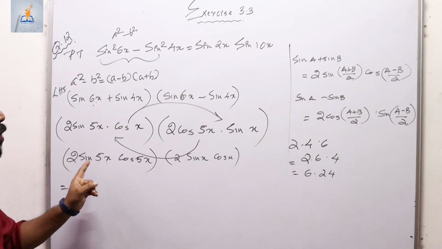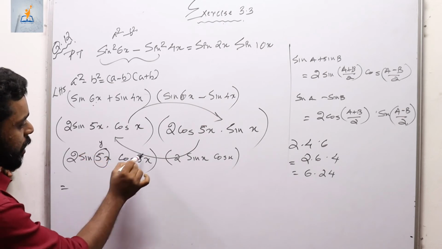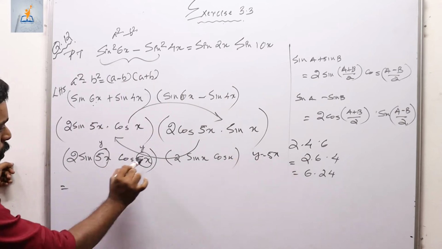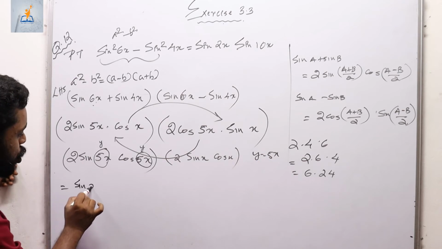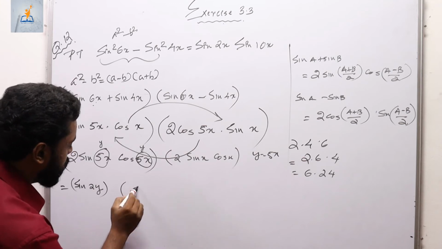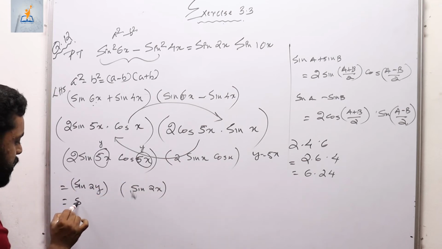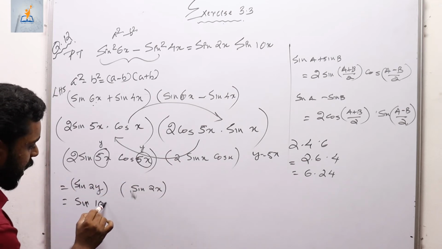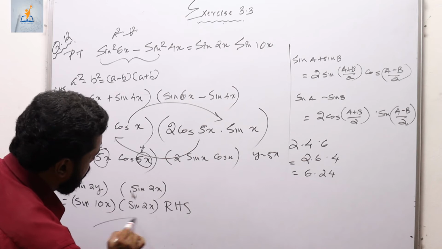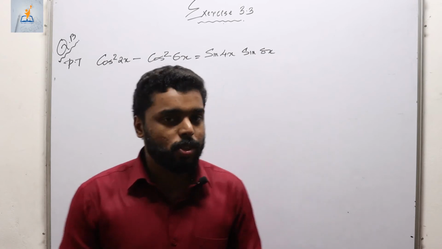Again, you know that 2 sin x cos x is sin 2x, isn't it? Suppose that 5x is considered as y. Let y be equal to 5x. Then it is of the form 2 sin y cos y, which is sin 2y, into 2 sin x cos x, which is sin 2x. Now again you know that y is equal to 5x. So substituting this we get sin 2 into 5x, which means sin 10x into sin 2x, which is the required RHS. Hence the result is proved. Question number 13 is also very much similar to the previous problem.